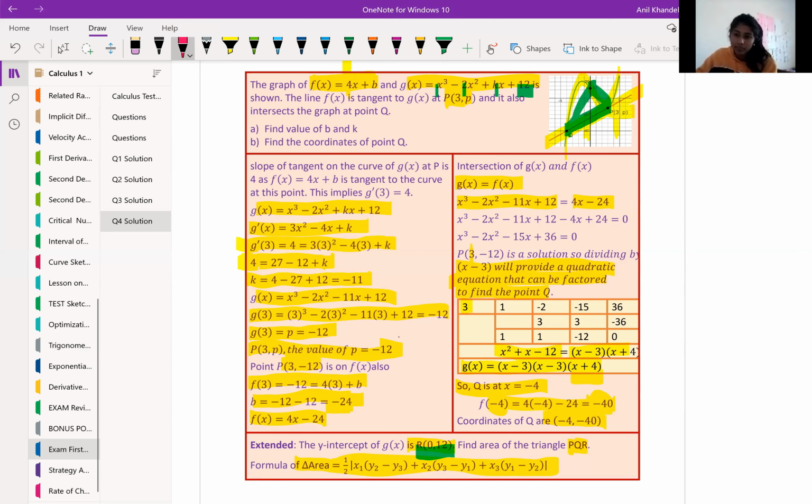Area is always positive, right? So absolute value of everything in between, which is x1 times (y2 minus y3) plus x2 times (y3 minus y1) plus x3 times (y1 minus y2).